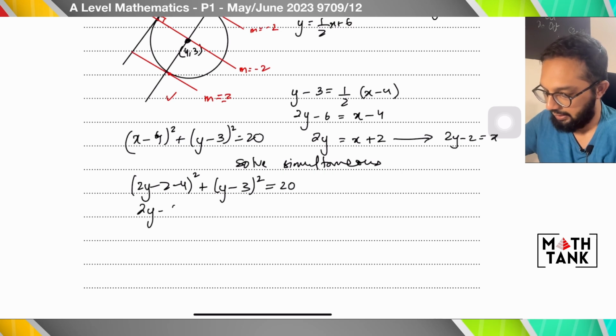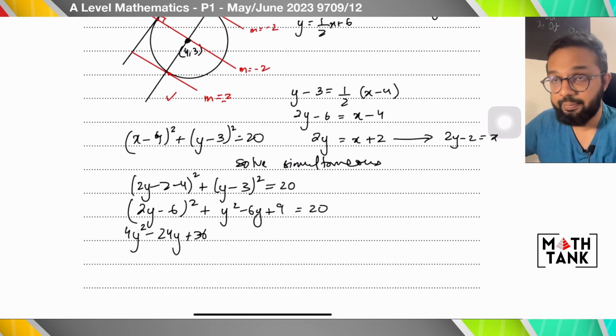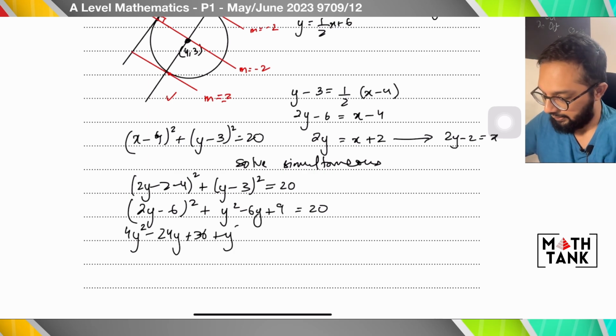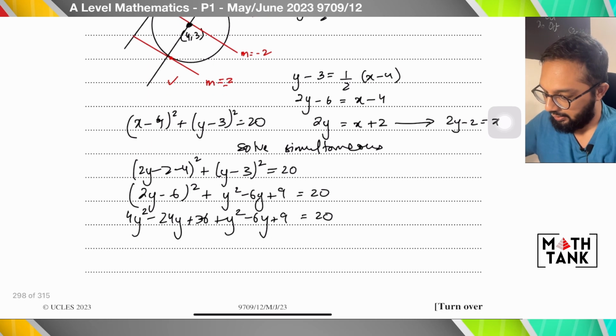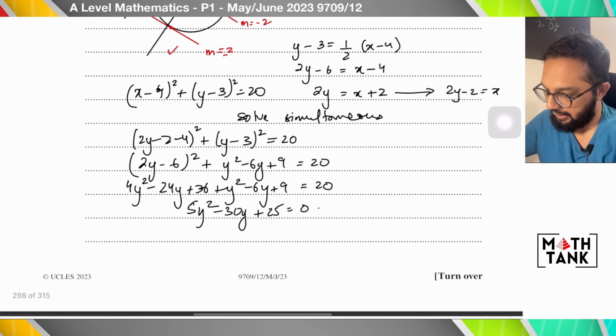Okay, so (2y minus 6) whole squared, y squared minus 6y plus 9 equals 20. 4y squared minus 24y plus 36 plus y squared minus 6y plus 9 equals 20. 5y squared minus 30y plus 25 equals 0. I don't even have space.